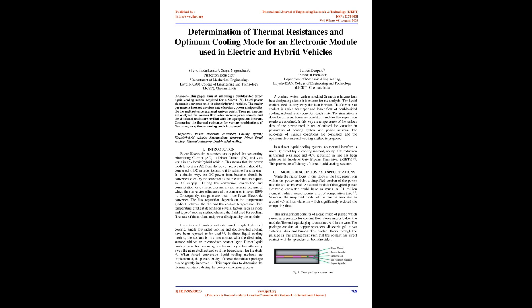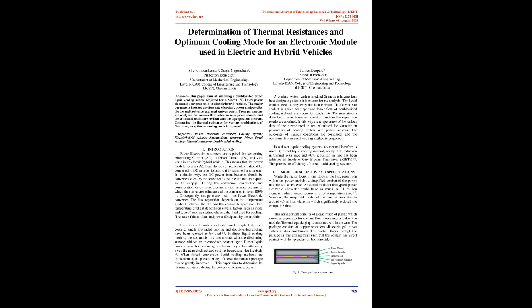Introduction. Power electronic converters are required for converting alternating current, AC, to direct current, DC, and vice versa in an electric/hybrid vehicle. This means that the power module receives AC from the power socket, which should be converted to DC in order to supply it to batteries for charging. In a similar way, the DC power from batteries should be converted to AC by the converter, as the traction motors require an AC supply.